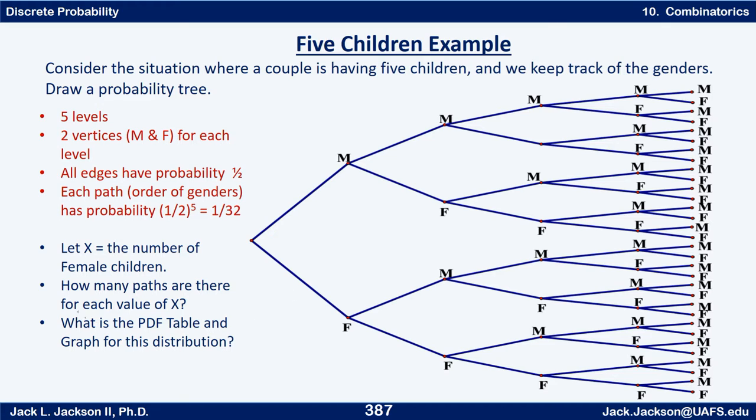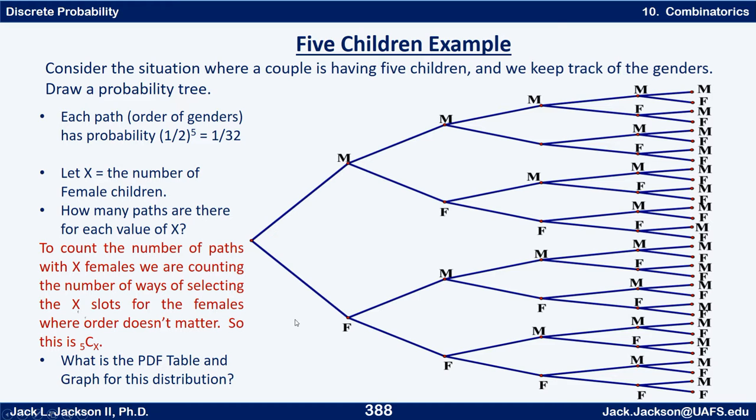And the trick and the hint is we want to try to use combinatorics to help us figure this out. Okay? We're trying to count the number of ways of distributing the correct number of the x females along the different paths. And once we have that figured out, can we go ahead and figure out the PDF table and graph?